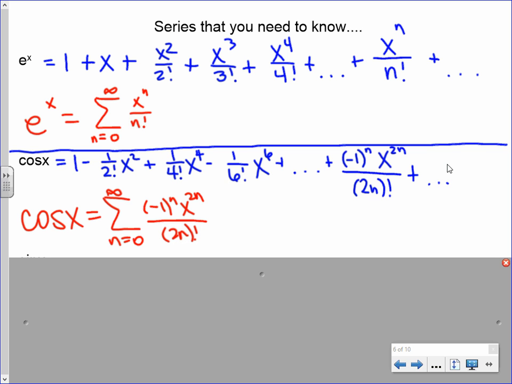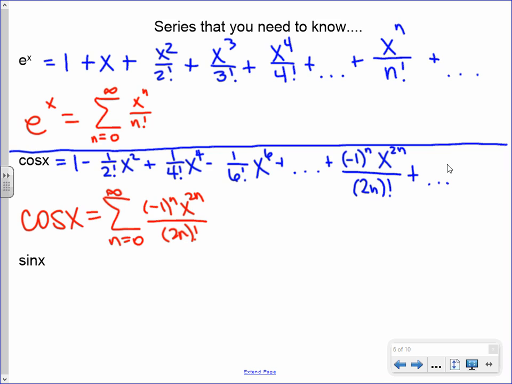What will help you remember: cosine has all the even numbers. What do you think is going to happen with sine? Sine's going to have all the odd terms. Let's look at it.